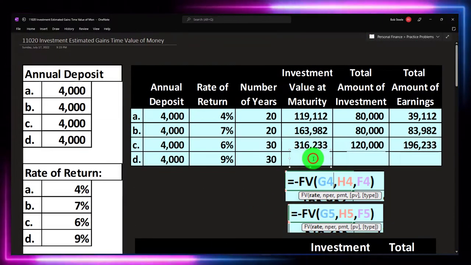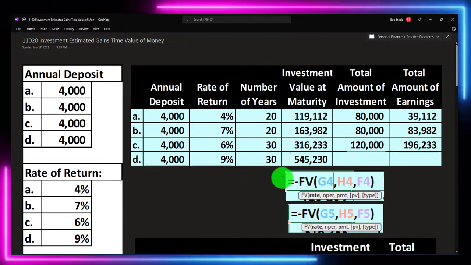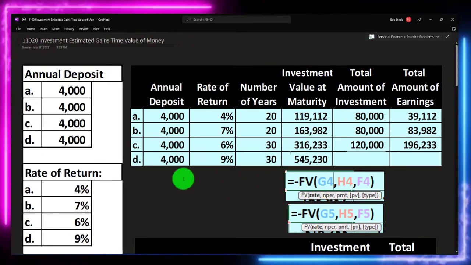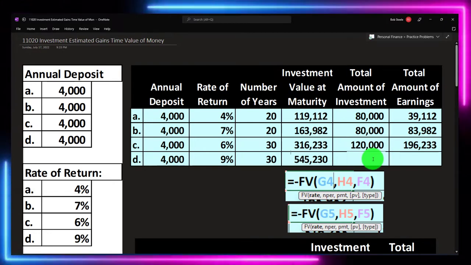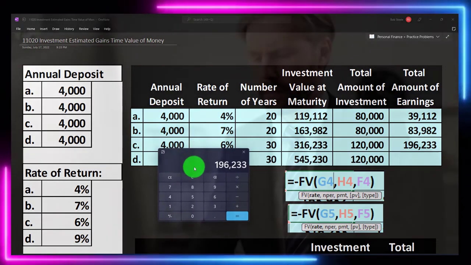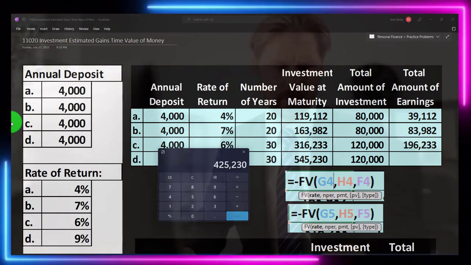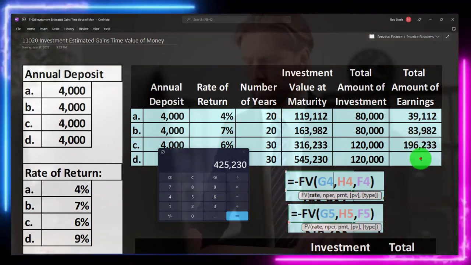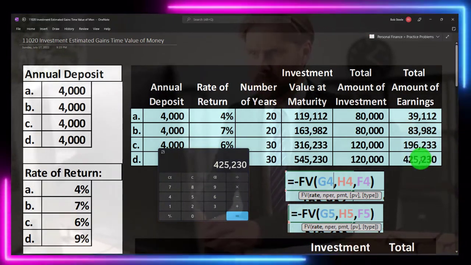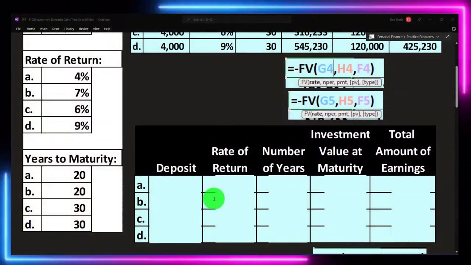Okay, last one, we're going to say the 4,000 here at 9% for 30 years. If we did this again, the rate would be 9%, number of periods 30, the payment would be 4,000. That's going to give us 545,230. How much did we put in? The same 120,000, so 545,230 minus 120,000 is going to give us 425,230.